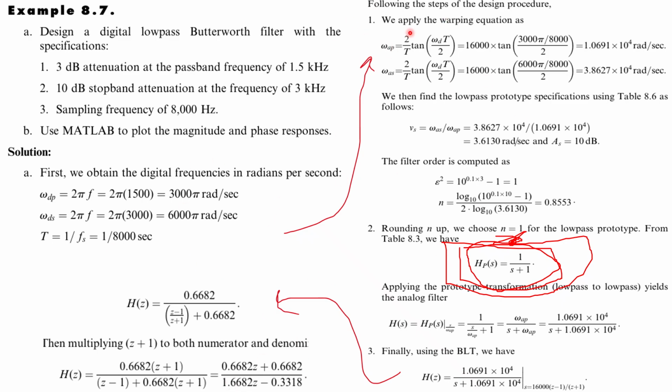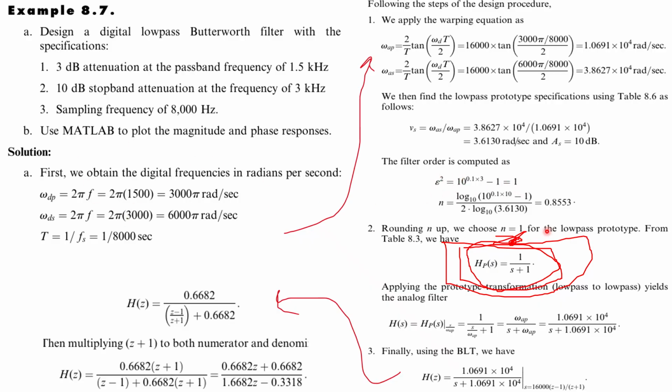Again, find out the omega ap and omega as, since this is related to the low pass filter. If it is a high pass filter or a band stop, then you have to find the omega ap, omega al and the various frequencies, right? And then after finding omega ap and omega s, find out the vs, and then find out the zeta. Why are we finding zeta? So that we can find the ripple.